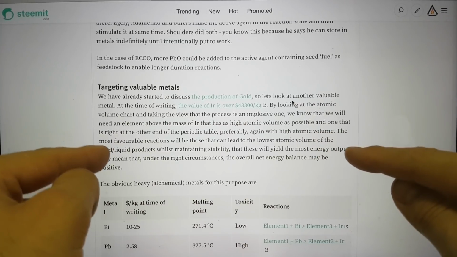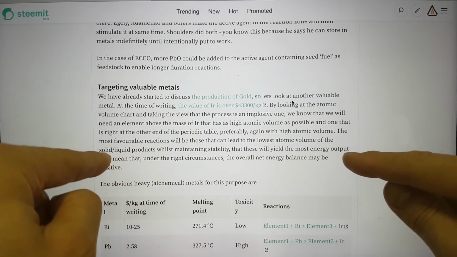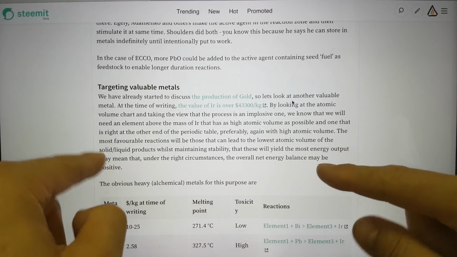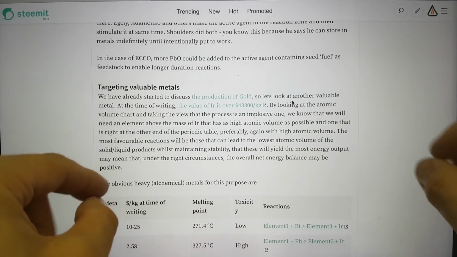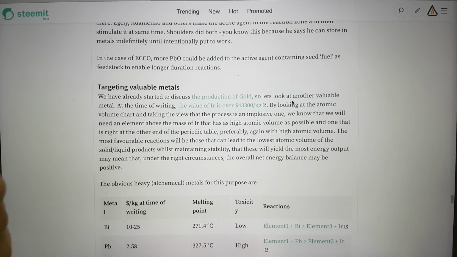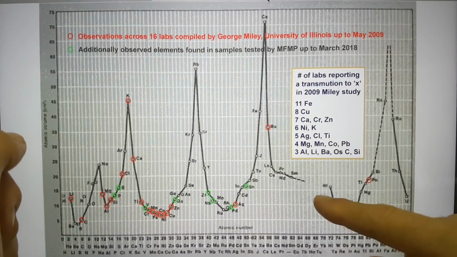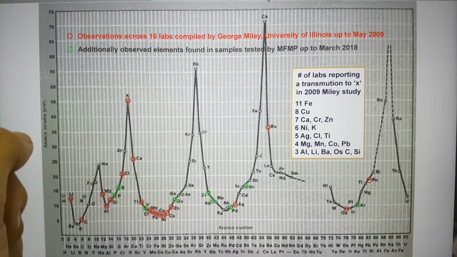The most favourable reactions will be those that can lead to the lowest atomic volume of the solid or liquid products whilst maintaining stability. That these will yield the most energy output may mean that under the right circumstances, the overall net energy balance may be positive. So we need something. Our iridium is down here in this last pit before the radioactive pit of uranium.